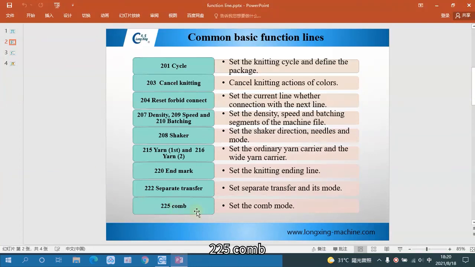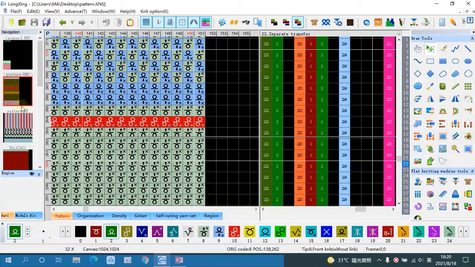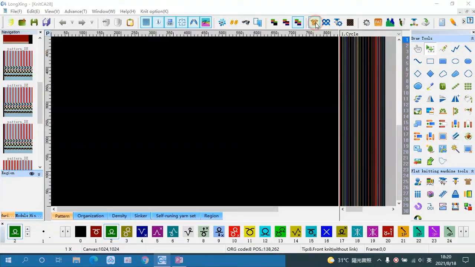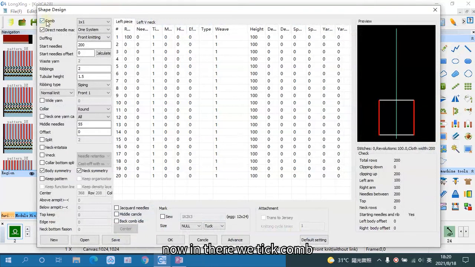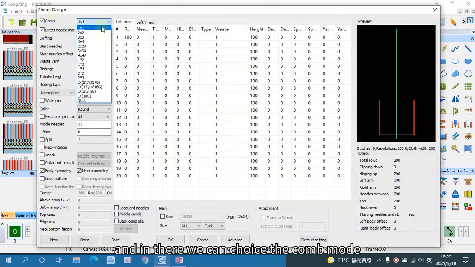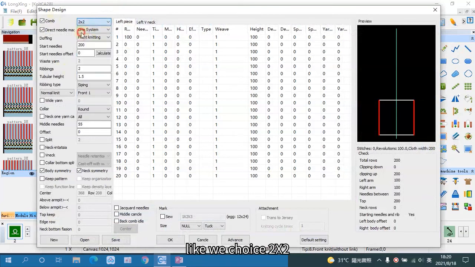225 comb. Set the comb mode. If the machine supports the comb, now in there we tick comb, and in there we can choose the comb mode, like we choose 2 by 2.